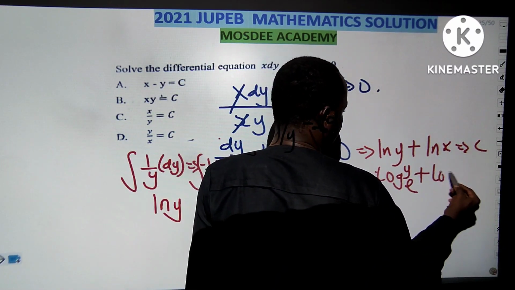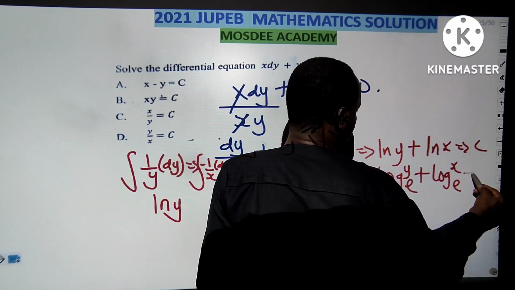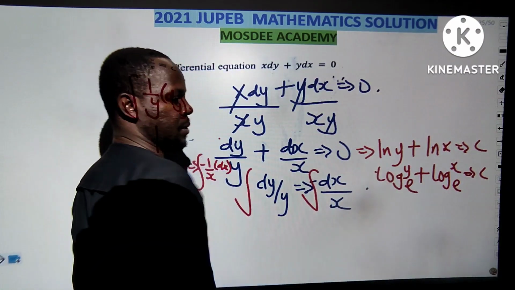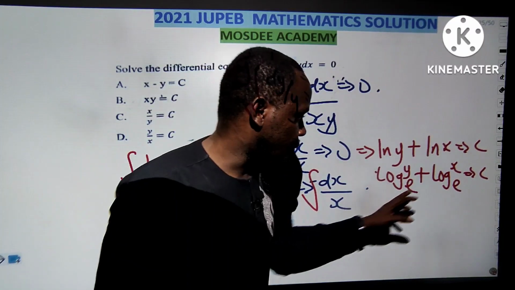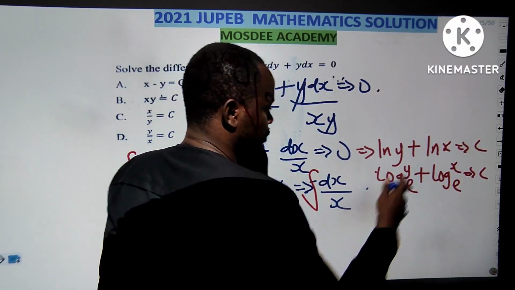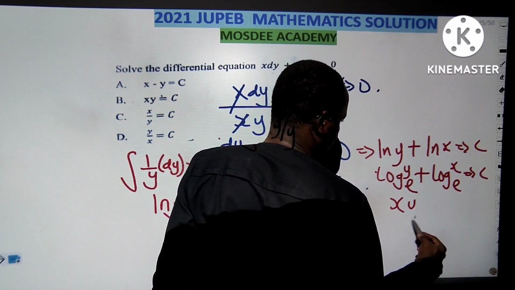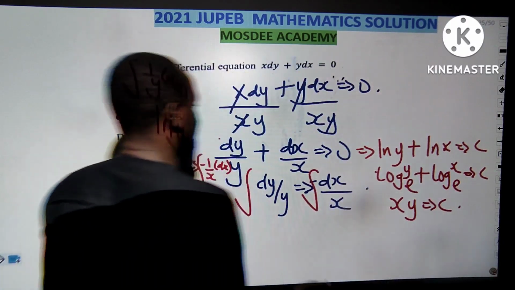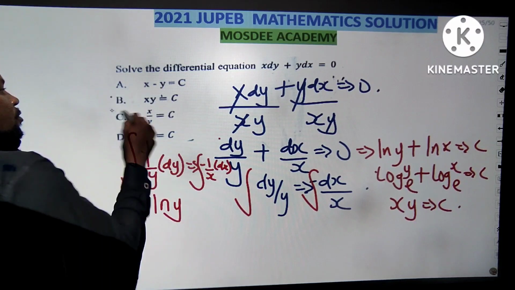In mathematics, log x base e is equal to what? c. So I want to apply the law of logarithms. When logs are in the same base and it's addition, you multiply. So that is xy equals c. So something like this is what I'm going to look for. Option B. Thank you very much, my mate.